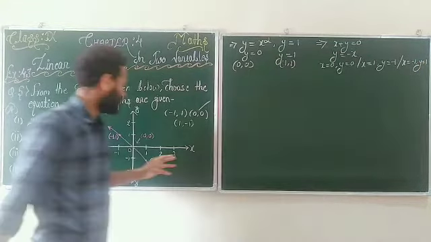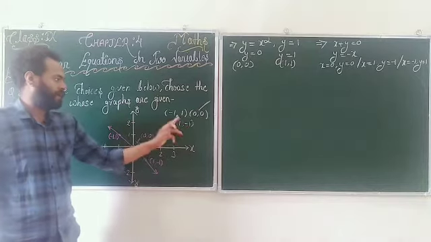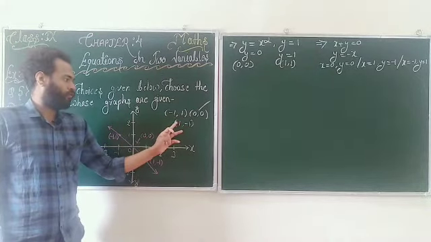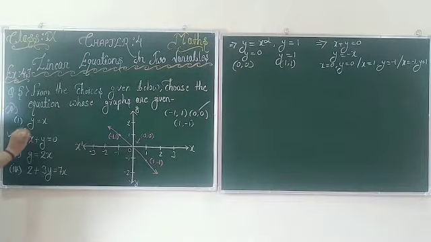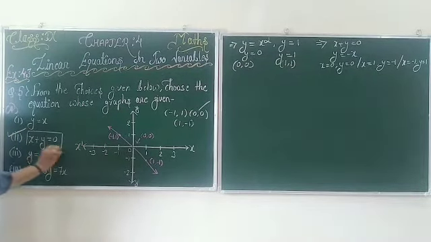If we put x as minus 1, y will be positive 1, and if we put x as 1, y will be negative 1. That means the correct option is x plus y is equal to 0.